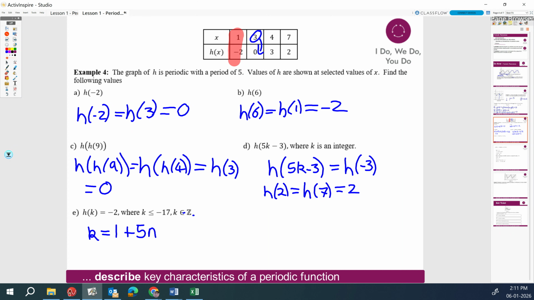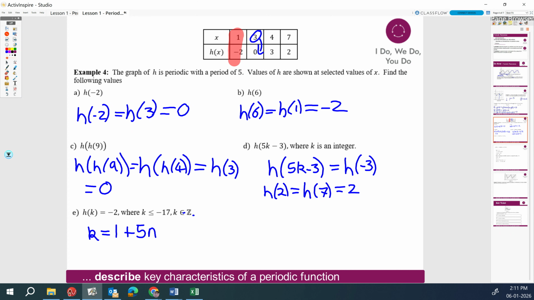So any number which is 1 plus 5n, where 5 is the period, will produce -2. The only thing that can get us to this red part here in the table is if we put in 1 plus 5 multiples of 5. Now that's not going to work because we now have to make this adjust to be a number which is less than 17. We need a number which is less than 17.